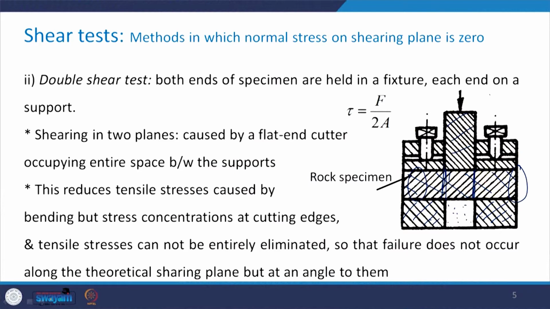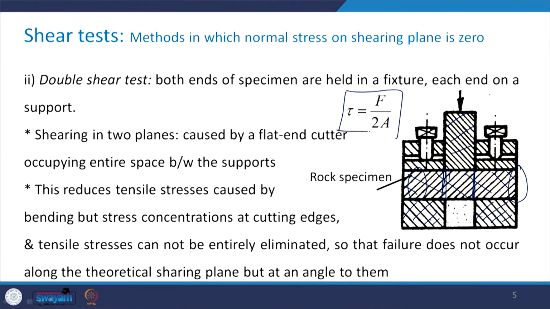So, what happens because of all these reasons is that the failure does not occur along the theoretical shearing plane, that is, it should be ideally along this, but then at an angle to them. The moment this happens, again we are not going to get the correct shear strength characteristic of the rock.